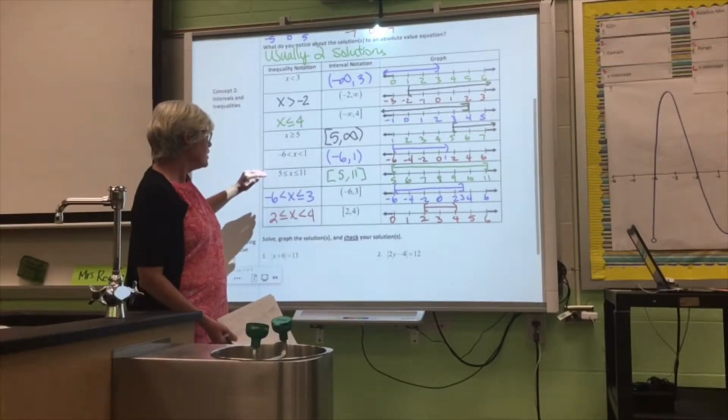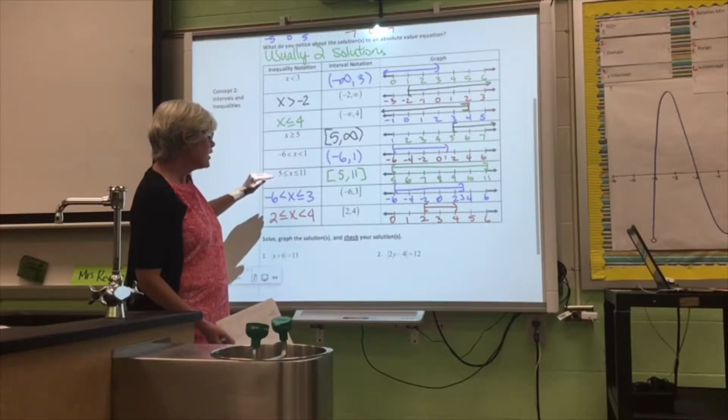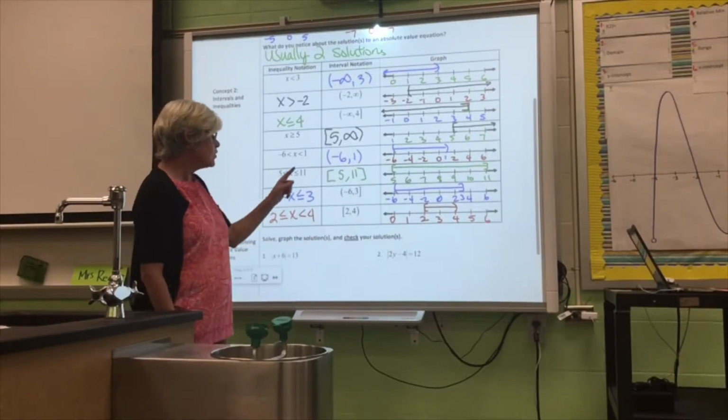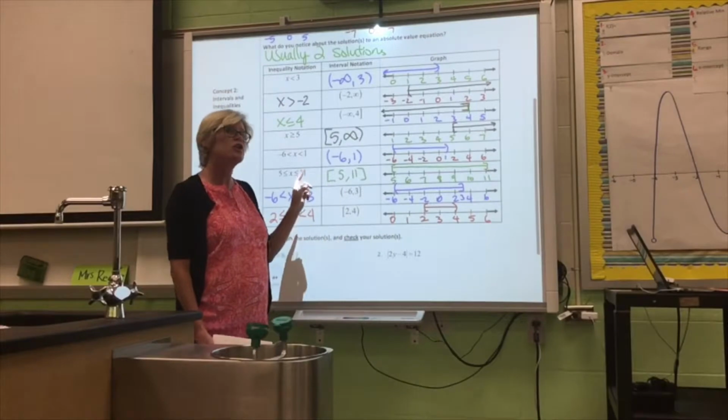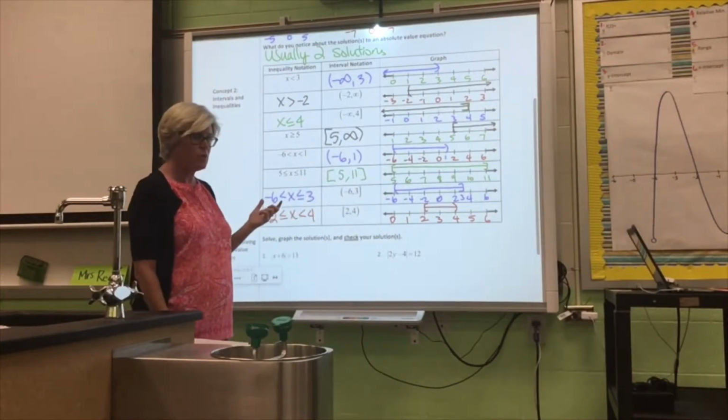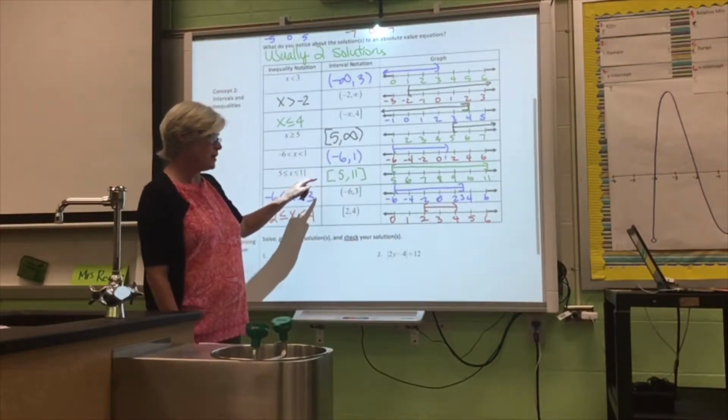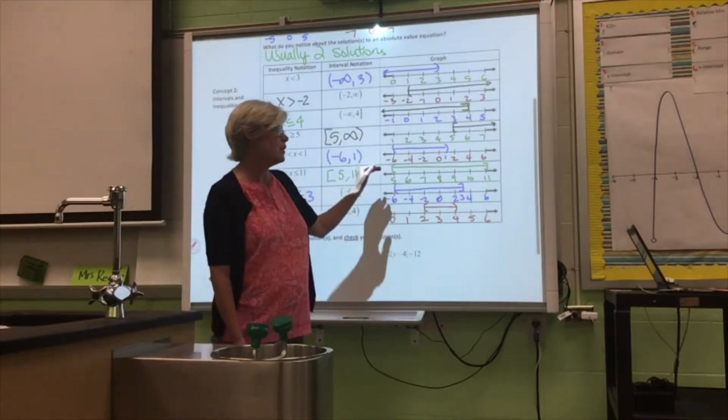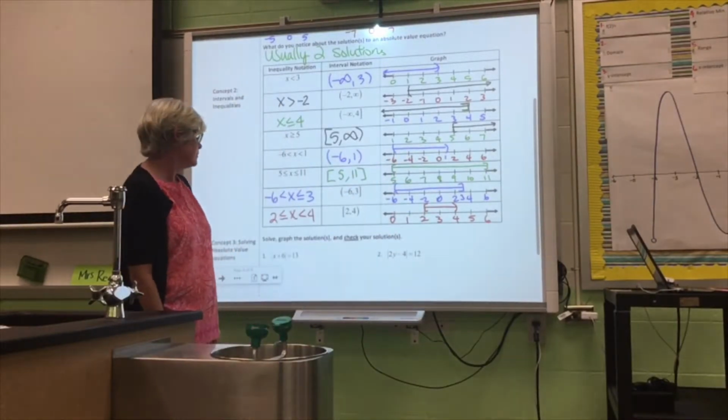Similar here. 5 is less than or equal to x is less than or equal to 11. So it goes from 5 to 11, including 5 and 11. It has the equals. So that's a square bracket on the 5 and the 11 and filled in between.